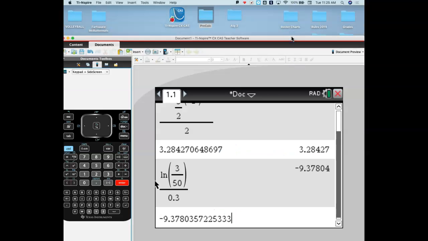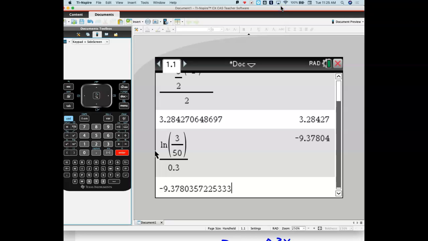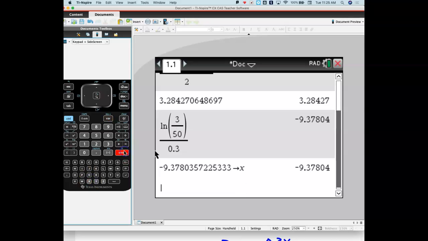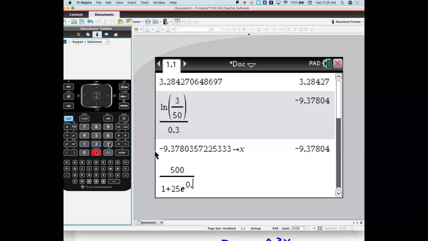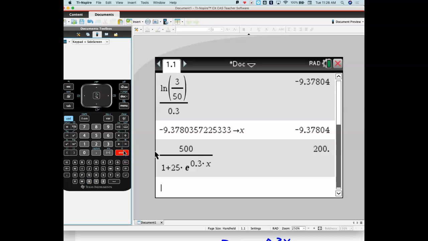Now on the graphing type ones, I can store that as x. Then I can say, I've got the fraction 500, and I'm dividing that by 1 plus 25 e to the 0.3x power. And when I hit equals, what should I get? 200. If I don't get 200, we did something wrong. Luckily, we got 200.